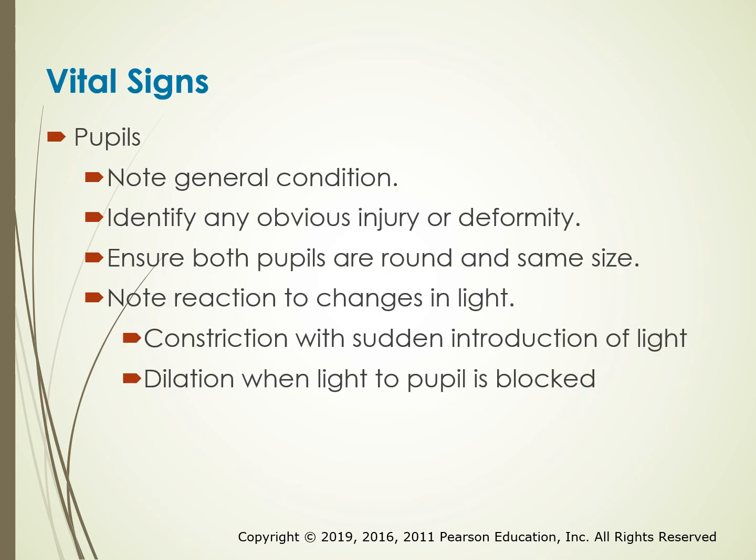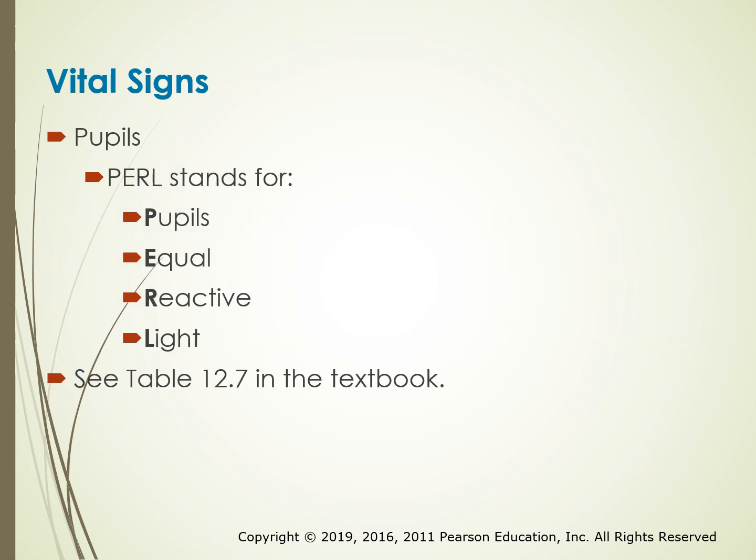Pupils. So just kind of look at their pupils, see what they look like, if there's any obvious injury. Make sure both pupils are the same size and make sure they're reacting to light. So they should constrict if you shine a light on them, and they should dilate when you block the light from them. There's an acronym for pupils. It's PERL, P-E-R-L. So pupils equal reactive to light.